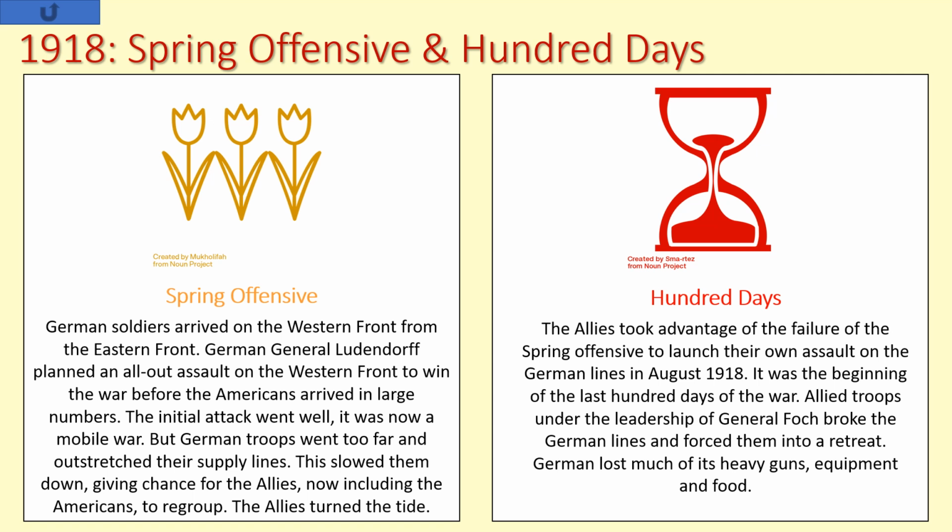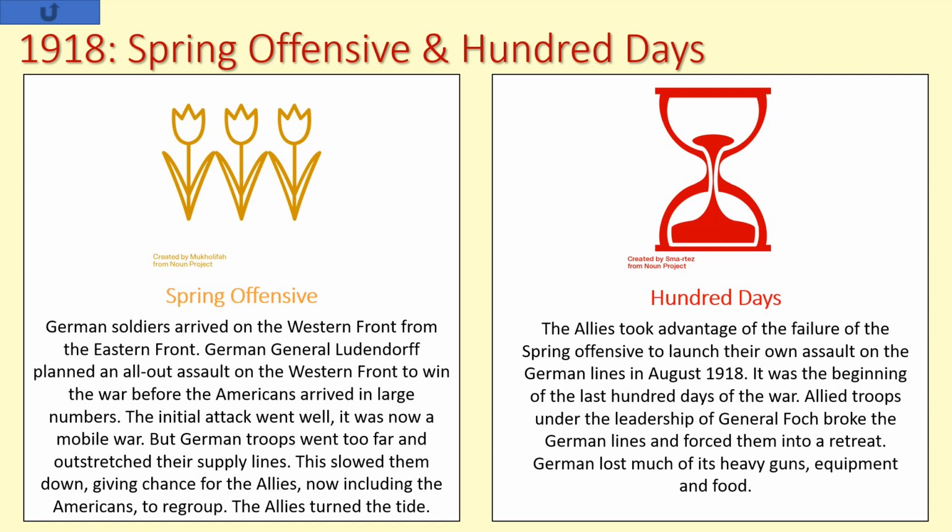Because the Germans are slowed down in their offensive, it gives the Allies a chance to regroup and also gives more opportunity for more Americans to arrive there on the Western Front, which they do in thousands and thousands every day. This means that the Spring Offensive grinds to a halt and the Allies then turn the tide against the Germans. This then leads to what becomes known as the 100 Days, as the Allies take advantage of the failure of the Spring Offensive to press the Germans back towards their old lines.